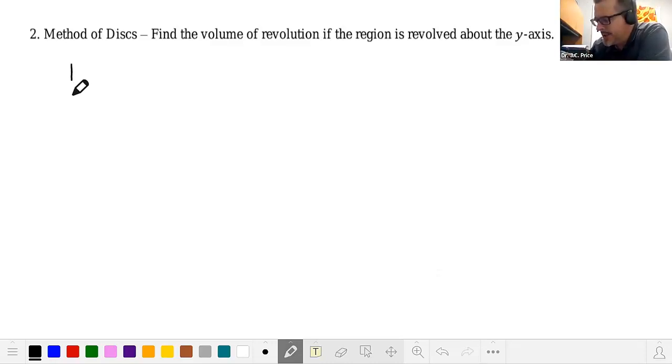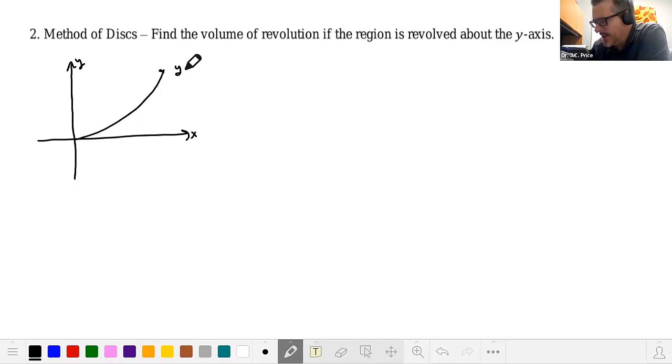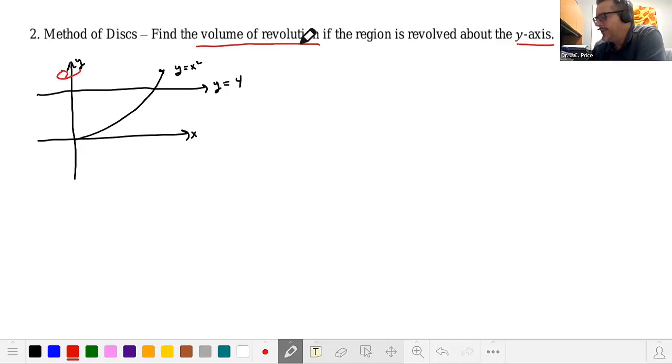All right, so here's our picture again. We're just using the same graph every single time. So here's our x, here's our y, and here's our y equals x squared. And here's our y equals 4. And so what we're going to do is we're going to revolve this around the y-axis. So we're going to find the volume of revolution if the region, and remember what the region is, the region enclosed by these graphs in the first quadrant, is revolved around the y-axis.